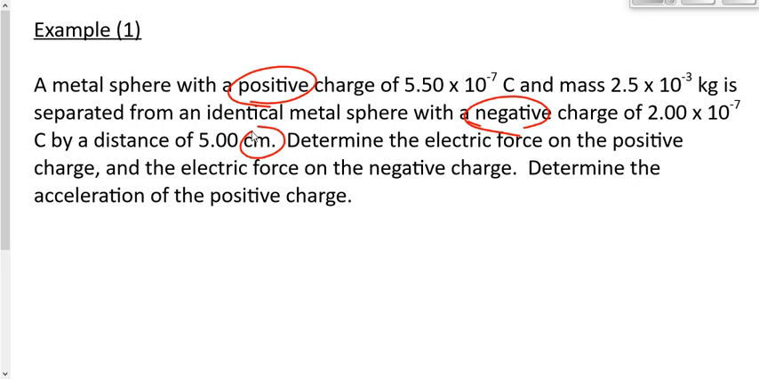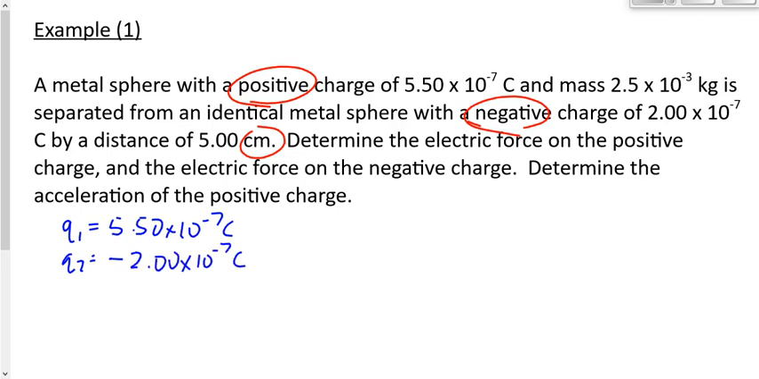And we also want to find the acceleration of one of them. So let's write down some givens here. Q1 is 5.50 times 10 to the minus 7, and Q2 is negative 2.00 times 10 to the minus 7, although we could very easily reverse those because it doesn't matter which one's Q1 and which one's Q2. The mass of object 1 and object 2, because they're the same, is 2.5 times 10 to the negative 3 kilograms. The distance that separates them is 0.050 meters. It's 5 divided by 100.